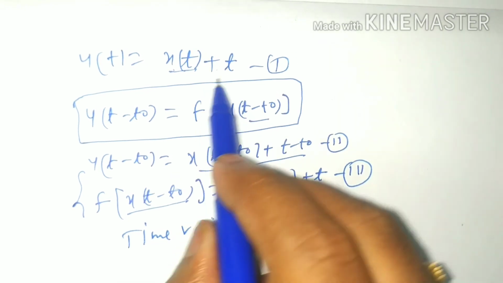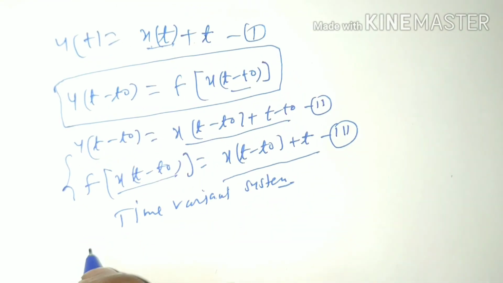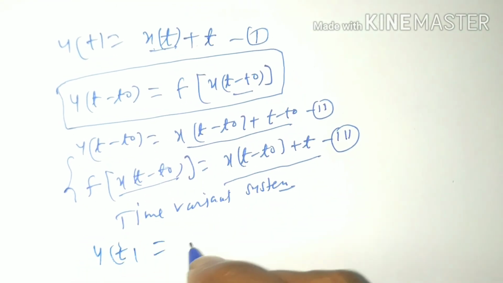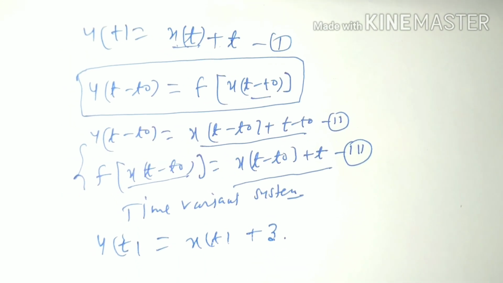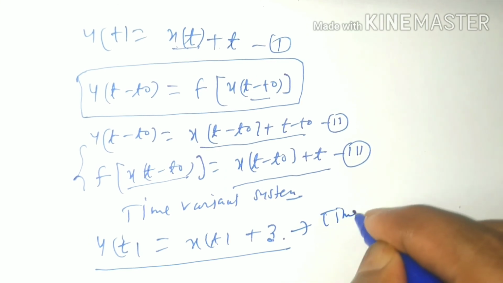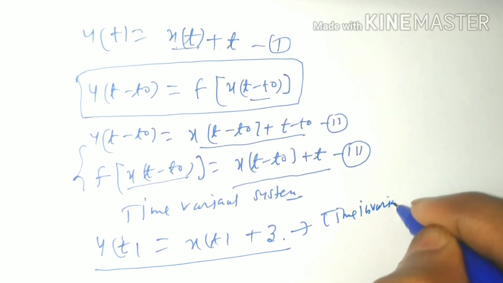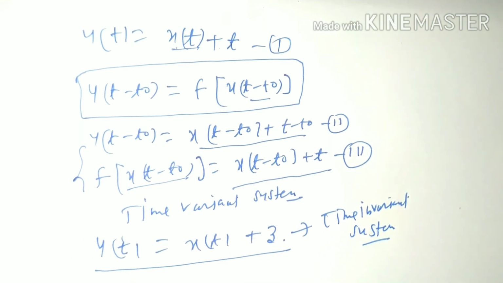If we put a constant in place of t, that is y(t) equals x(t) plus 3, then this becomes a time invariant system. We can check it by the same process.